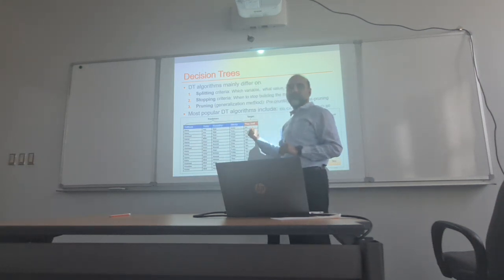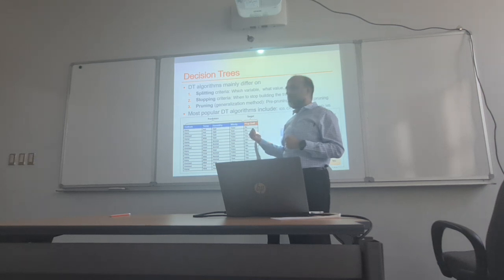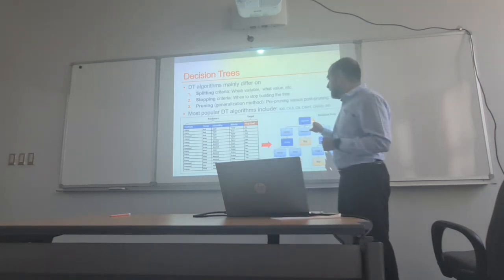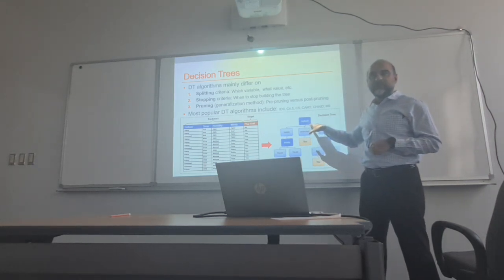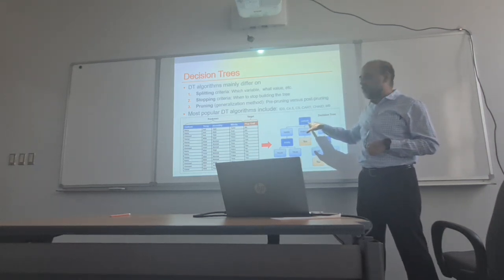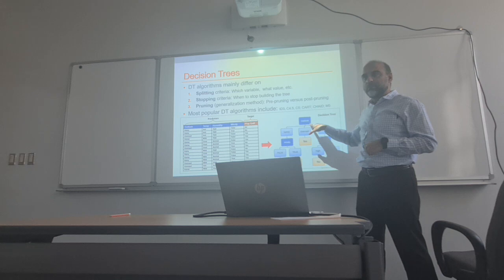But most likely here, the weather, the temperature, I mean. No, you're just thinking. You're just hoping. The algorithm will find. But it turned out that the algorithm picked which one to be the most relevant one? The outlook. So for the decision tree algorithm, it thinks that outlook is the most important one.